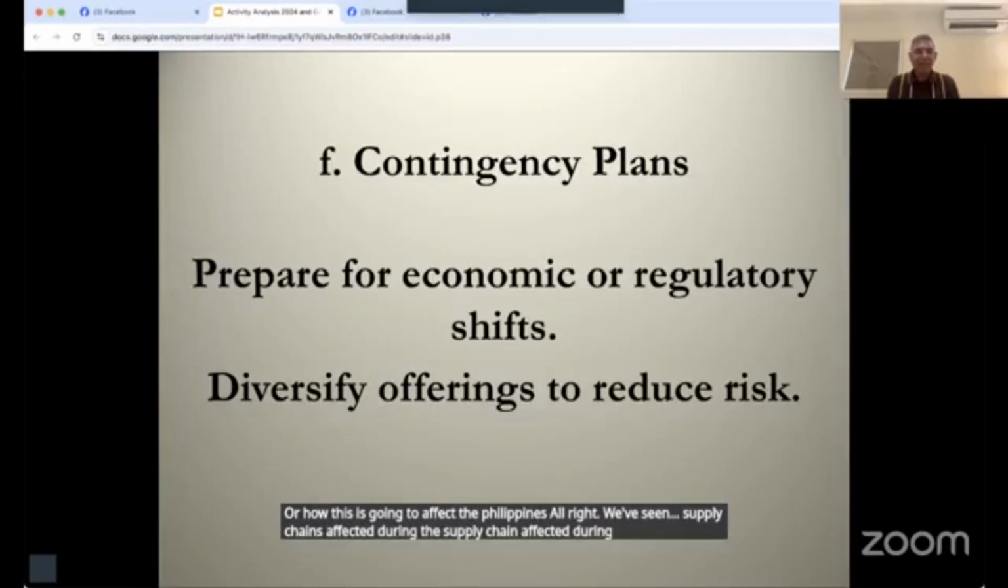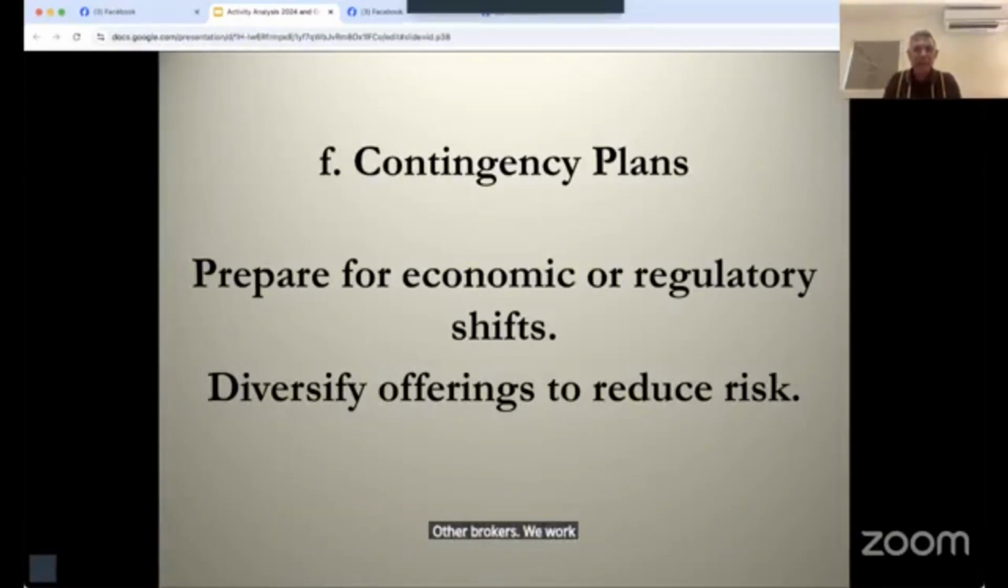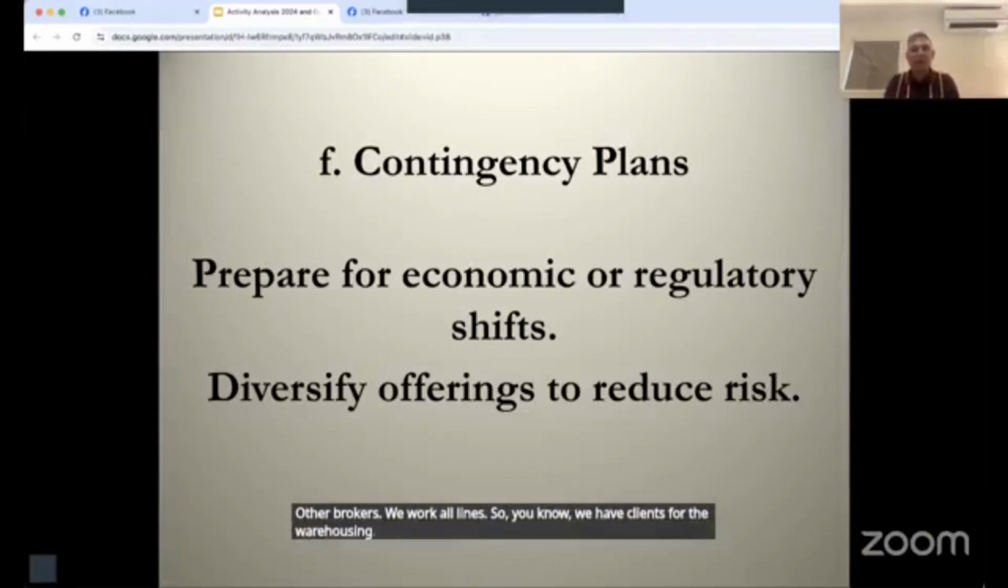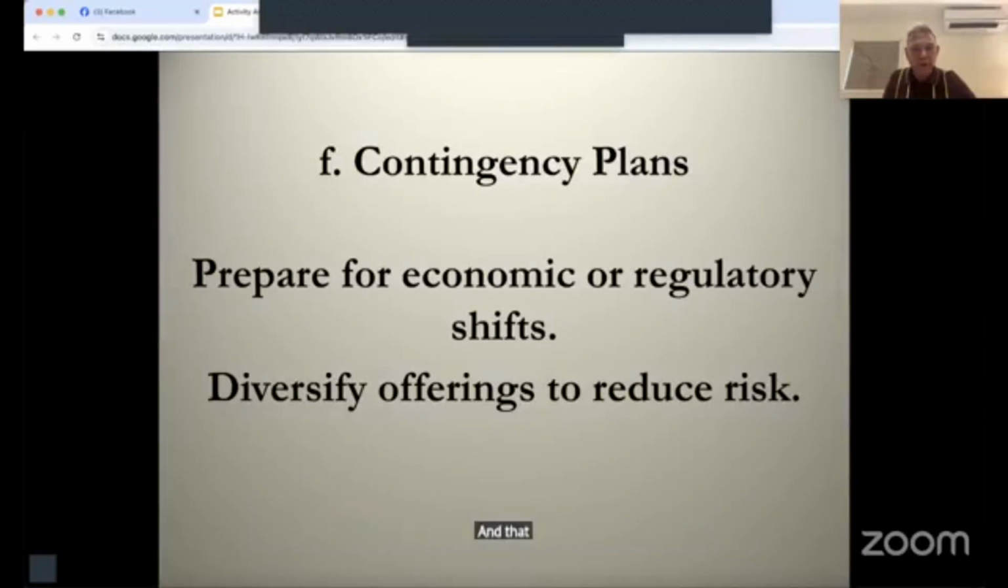All right. And the second one is diversify offerings to reduce risk. This was my advantage compared to other brokers. We work all lines. So, we have clients for the warehousing, we've got clients for the residential, we got condominium clients, so we work the whole shebang, in commercial. So if one line is slow, condominium is slow, we're still strong on others. And that keeps us going.